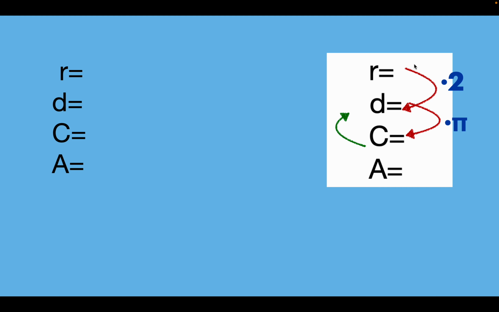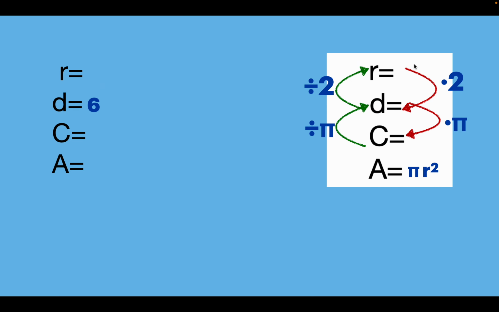But when you're going up, you do the opposite. We're going in the opposite direction, so you do the opposite math. So we would divide by pi. Now we're going to go from diameter to radius, and we know that is divide by 2. So let's try it out.